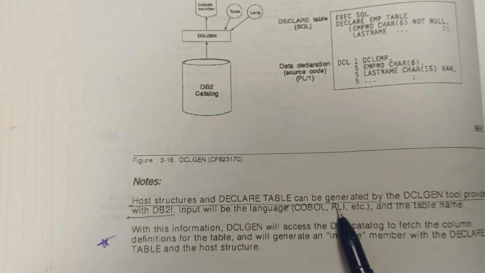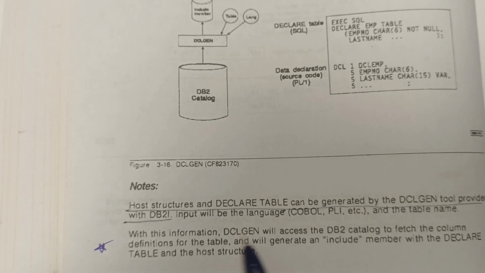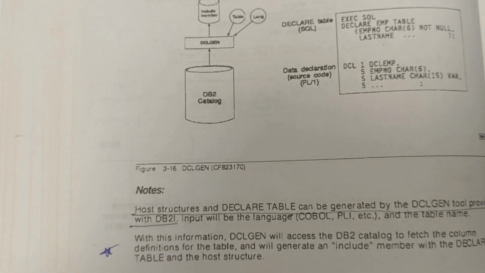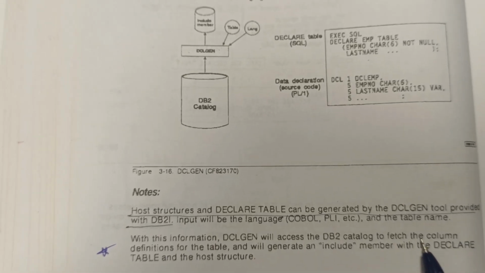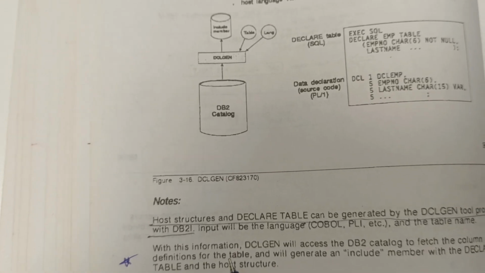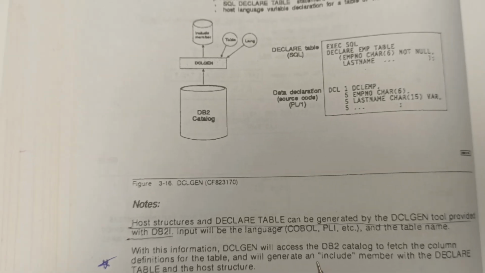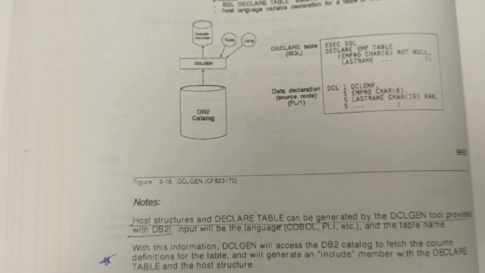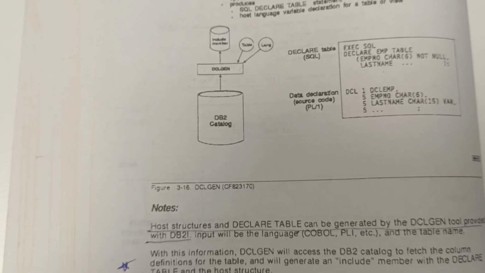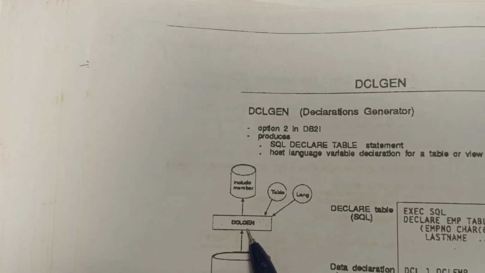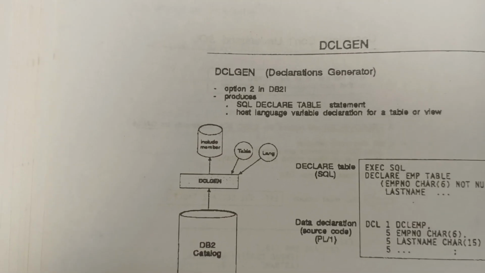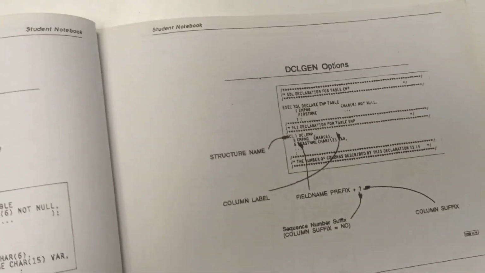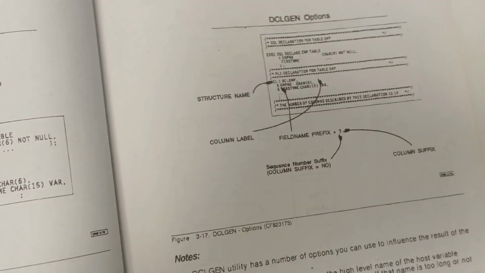Host structure and declare table can be created by using DCLgen provided in the DB2I panel. With this information, DCLgen will access the DB2 catalog to fetch the column name definitions for the table, and it will generate the include member with the declare table and host structure. Mainly the DCLgen will create the include member from the corresponding DB2 catalog. And this is a PL/I structure.